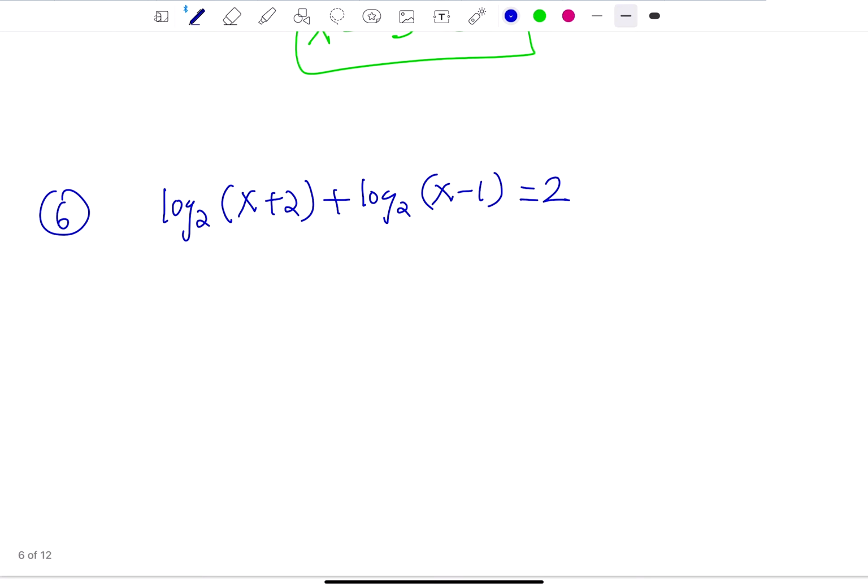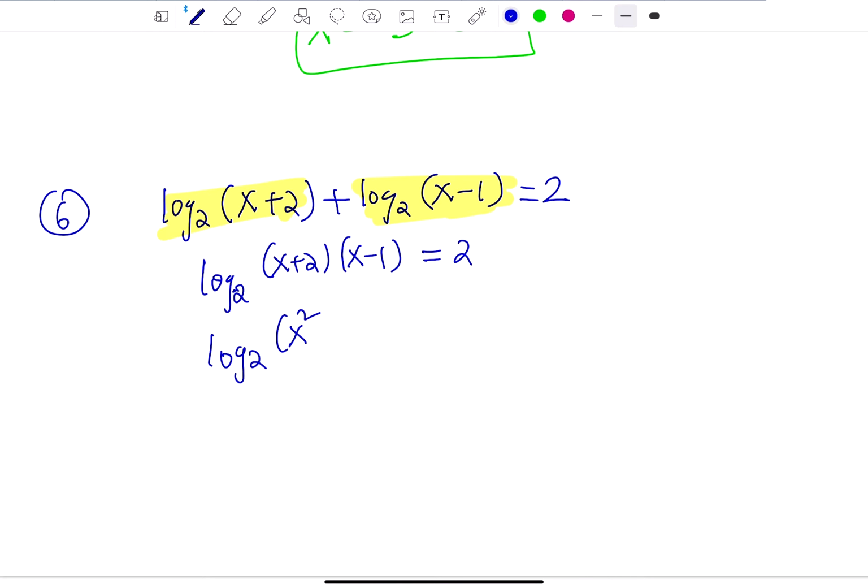Next problem, we have log to the base 2 here with a plus sign in the middle. That means I'm going to be able to use the product rule. I can express it as a single log with a product equal to 2. All right, log to the base 2, that would be x squared minus x plus 2x, which is plus x minus 2, equal to 2.